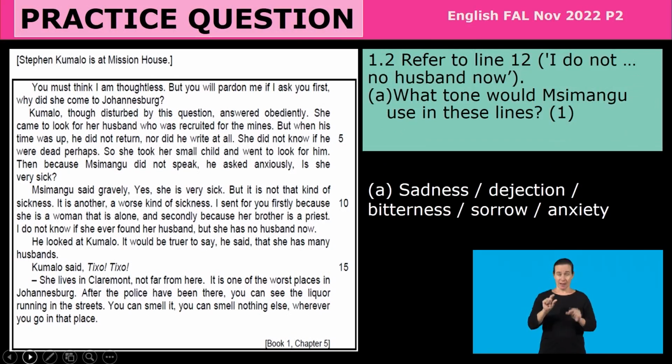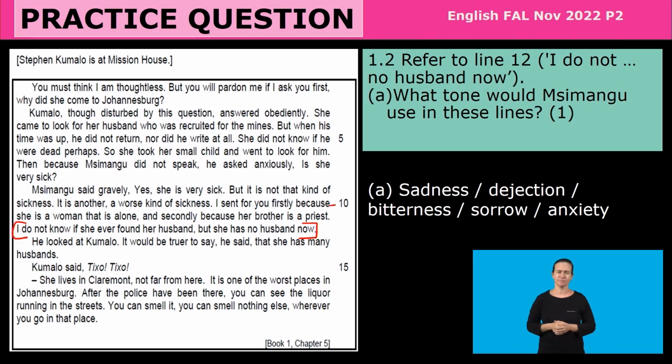Refer to line 12, all right? I do not know, all right? And then the sentence ends with no husband now. So if you locate yourself in the text, all right, it says there's line 10, so 11, line 12 will be there. So let's locate ourselves quickly. I do not know if she ever found a husband, but she has no husband now.